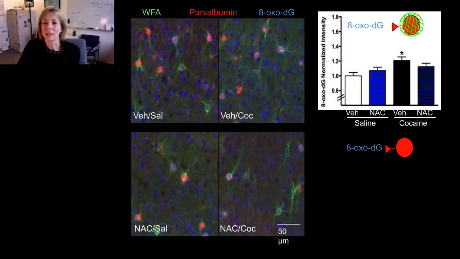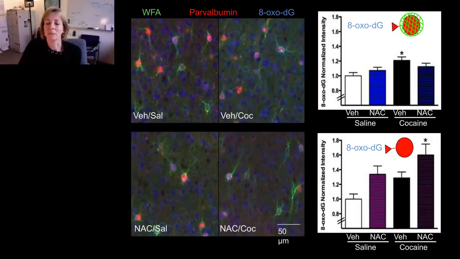Looking at the right-hand upper panel, if you look at the white bars, we just normalized everything to saline vehicle, animals that receive saline and vehicle. And then you can see in the black bar that cocaine does increase the oxidative stress marker a little bit, by about 20%. And this is prevented by pretreatment with the antioxidant NAC.